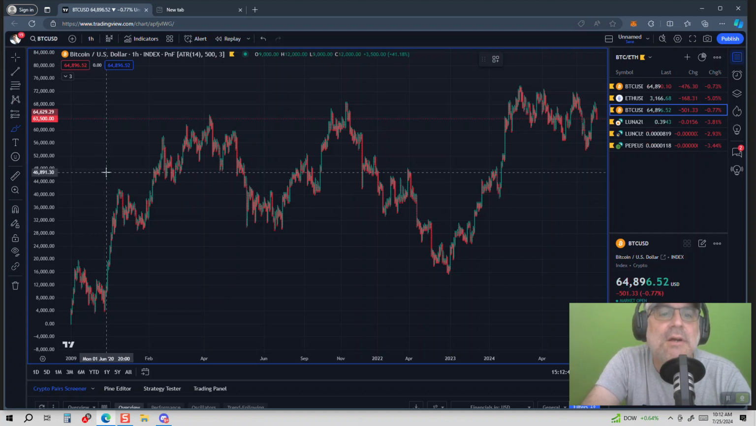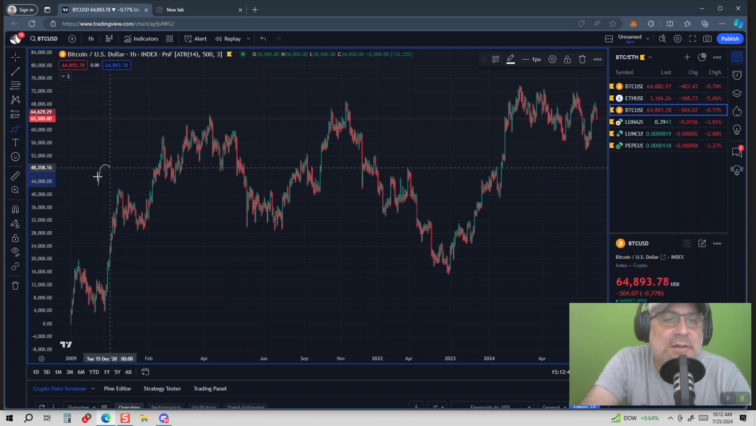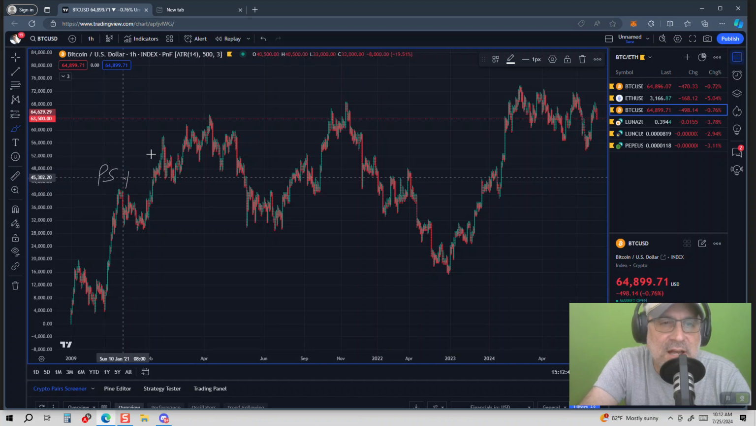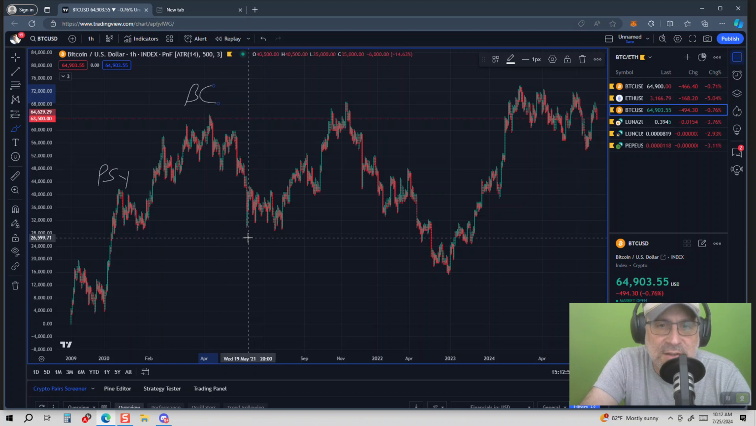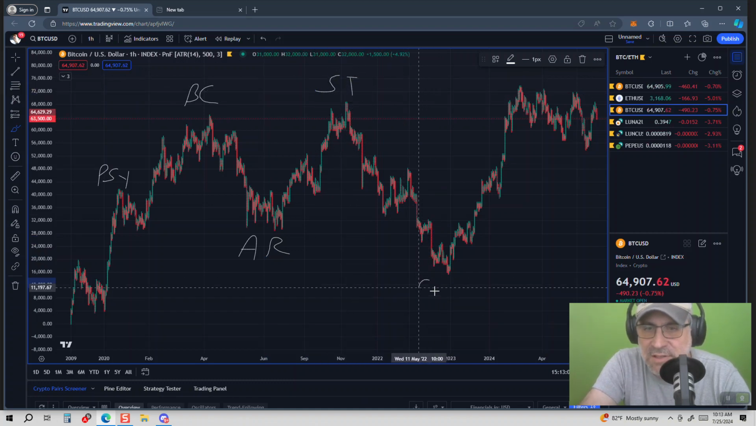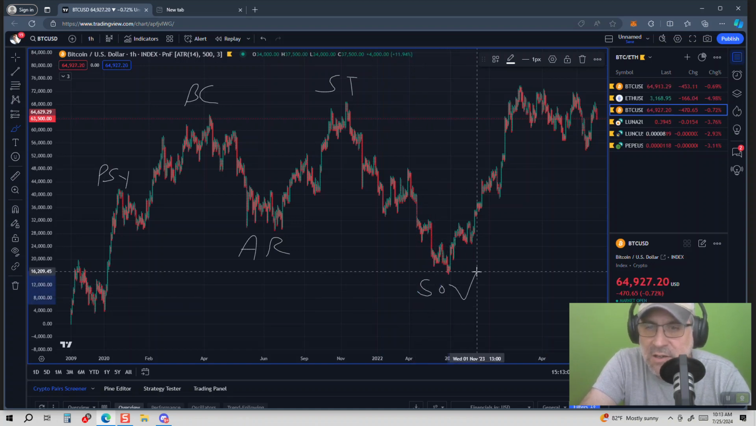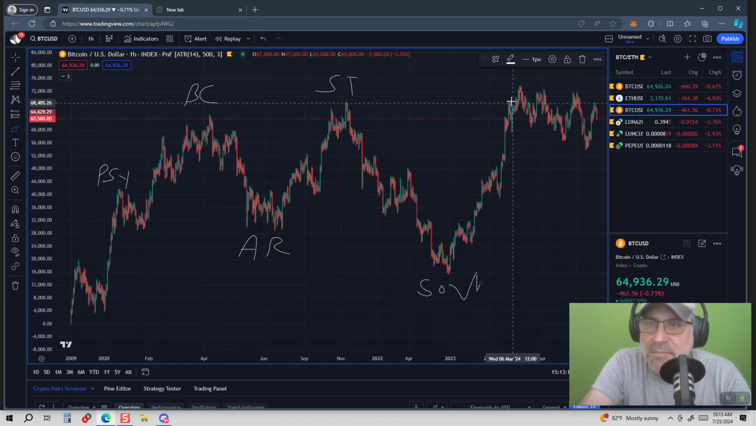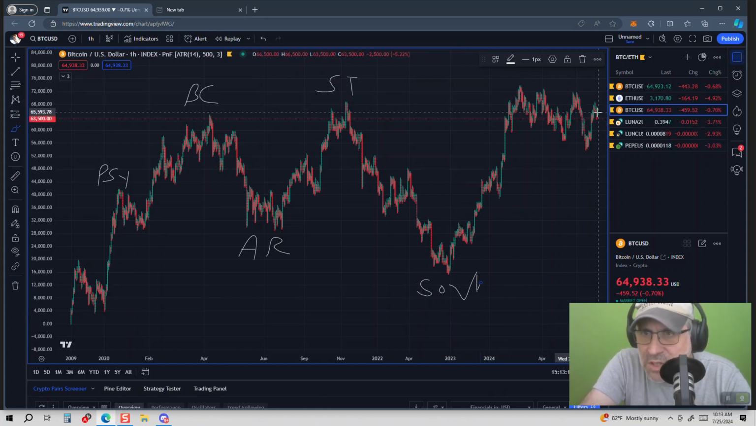For example, this area here, we could call this the primary supply. And then this area up here, we'll call this the buying climax area. This area down here, obviously, the automatic rally, secondary test, and we'll call this area for now the sign of weakness since we went down beneath the AR. And then here, this area, we don't really know what's going to happen because this is where we currently are. This is what's relevant to today.